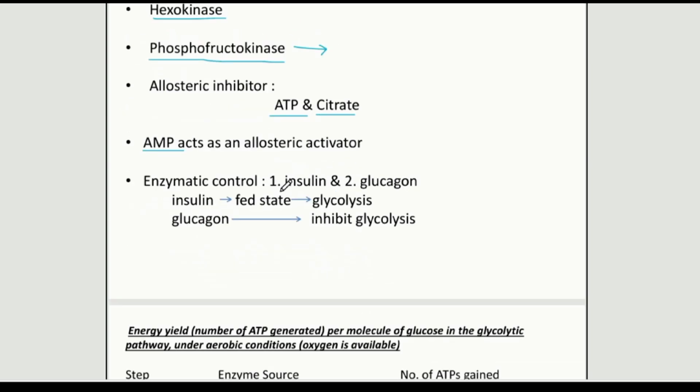Now come to the hormonal control. When we are concerned with glucose, there are two major hormones that come to mind: one is insulin and another one is glucagon. When we are in the fed state, we have just eaten, insulin comes forward and is active in the fed state. That favors glycolysis because you are eating and glucose sources are there in heavy amount, so insulin helps glycolysis, and glucagon inhibits glycolysis.